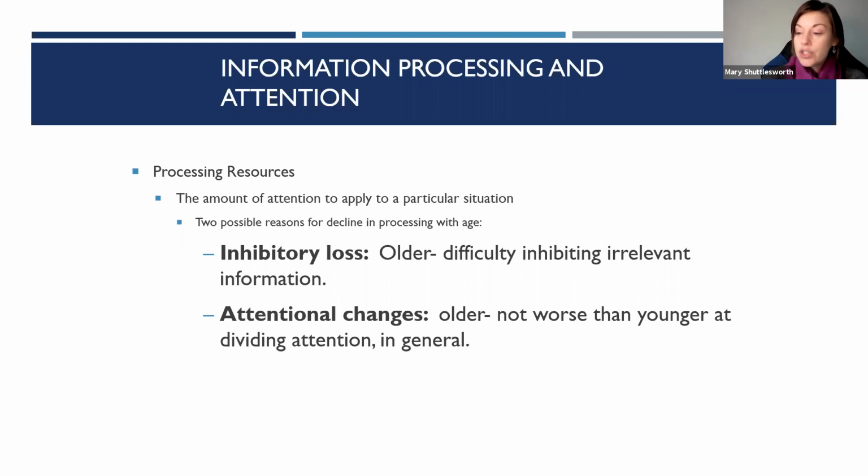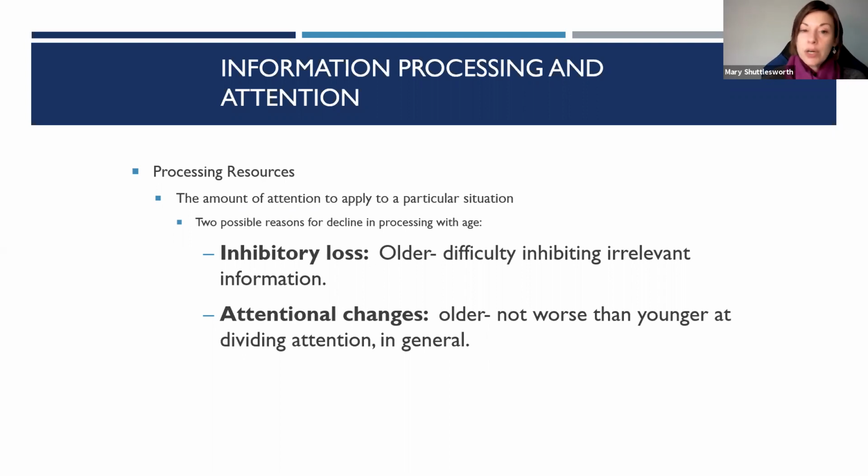So older adults are, generally speaking, not worse than younger adults at being able to divide their attention between two competing tasks, but they are slower than younger adults are. So in general, older adults are just as able to multitask compared to younger adults, but they typically perform each task slower compared to younger adults. So that seems to be the age-related change here.